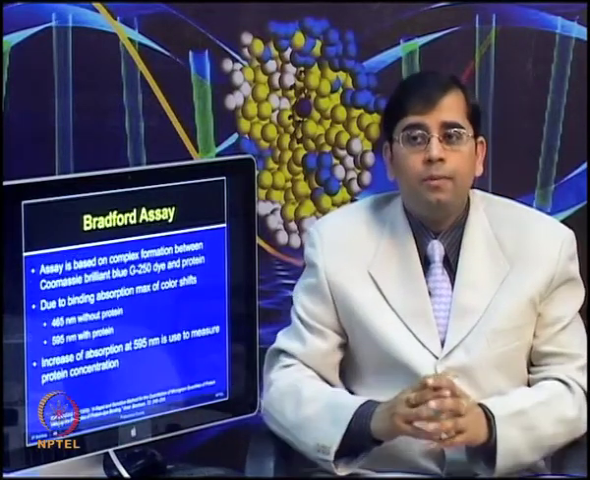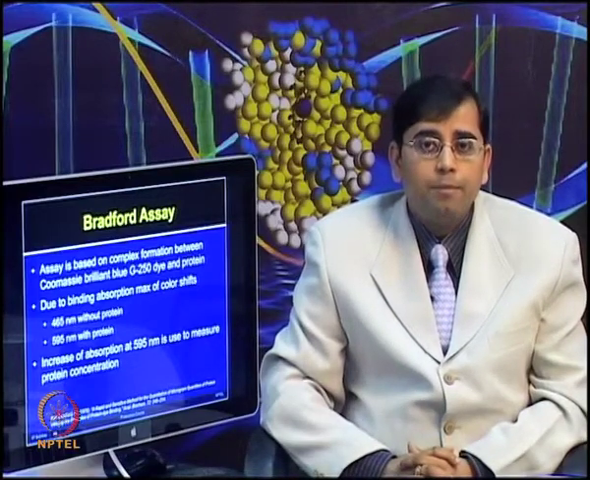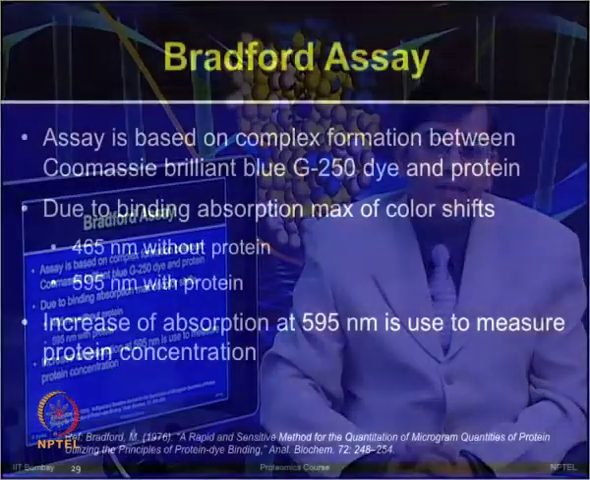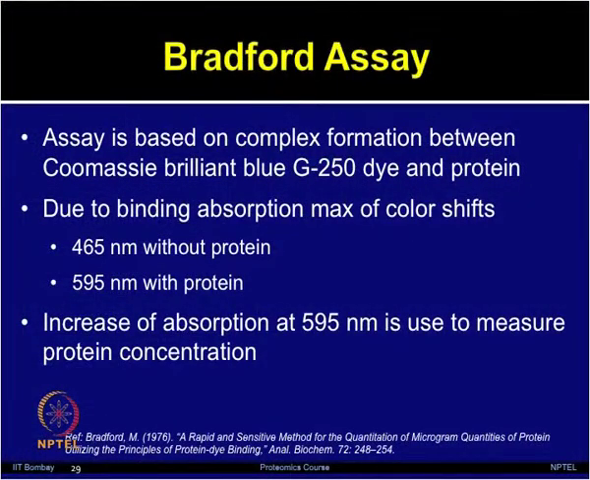So, there is another popular method available, which is the Bradford assay. This assay is based on the complex formation between the Coomassie dye G250 and protein. Due to the binding, the absorption maximum shifts from 465 nanometers to 595 nanometers. This increase of absorption at 595 nanometers is used to measure the protein concentration.